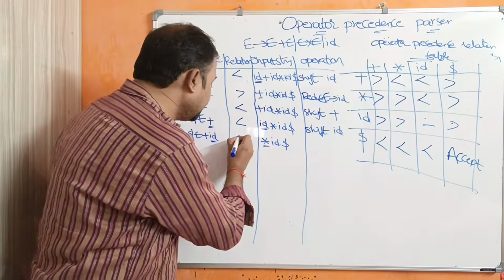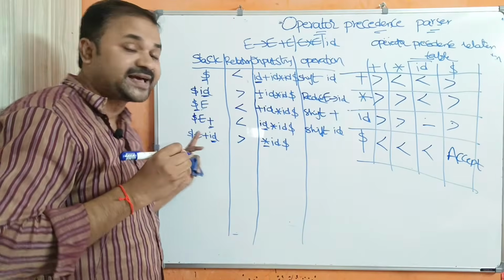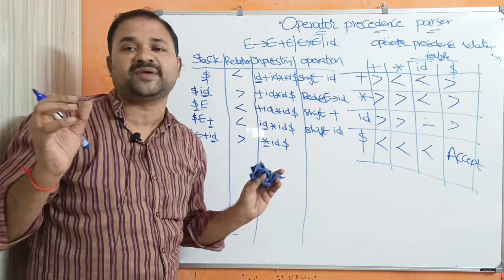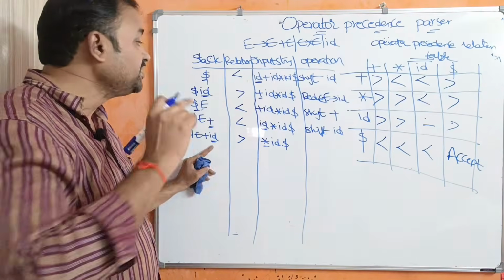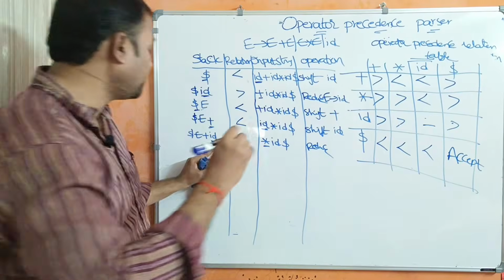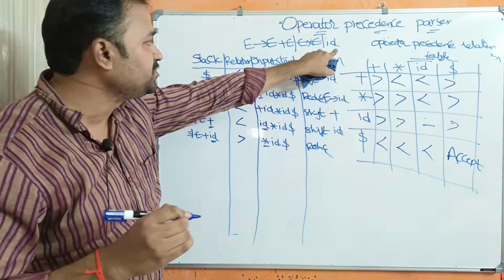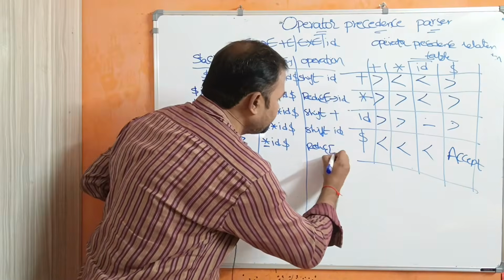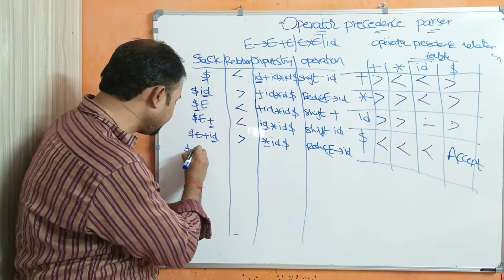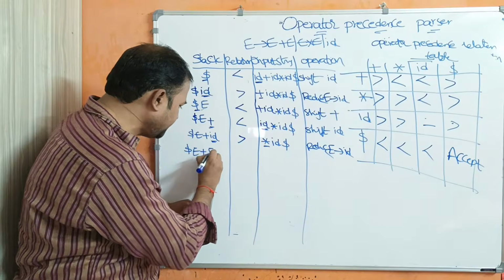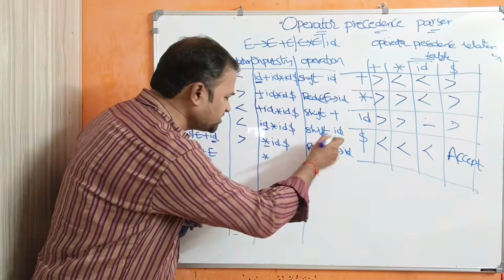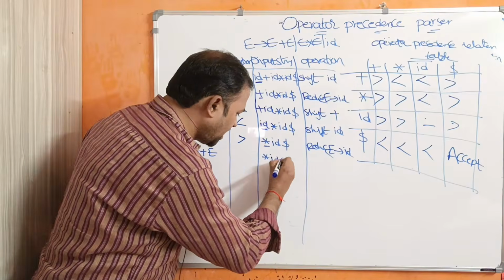Greater than. That means stack topmost operator has higher priority. Then we need to perform pop operation. Pop means we need to perform the reduce operation. Here what is the symbol? id. So reduce id to E. So now dollar E plus, in place of this id we have to write E. Next, there is no change on star. Why? Because previously here we have performed reduce operation.